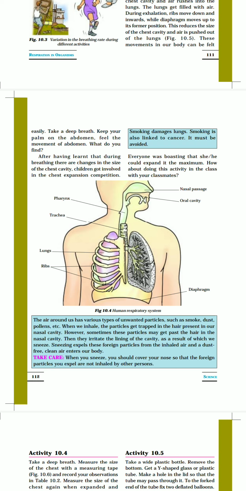Now from this nasal passage, our air rushes in through the pharynx, which is also called the throat. Then the trachea, the other name of trachea is windpipe. From the trachea you can see there are two branch-like structures which pass this air into the lungs.